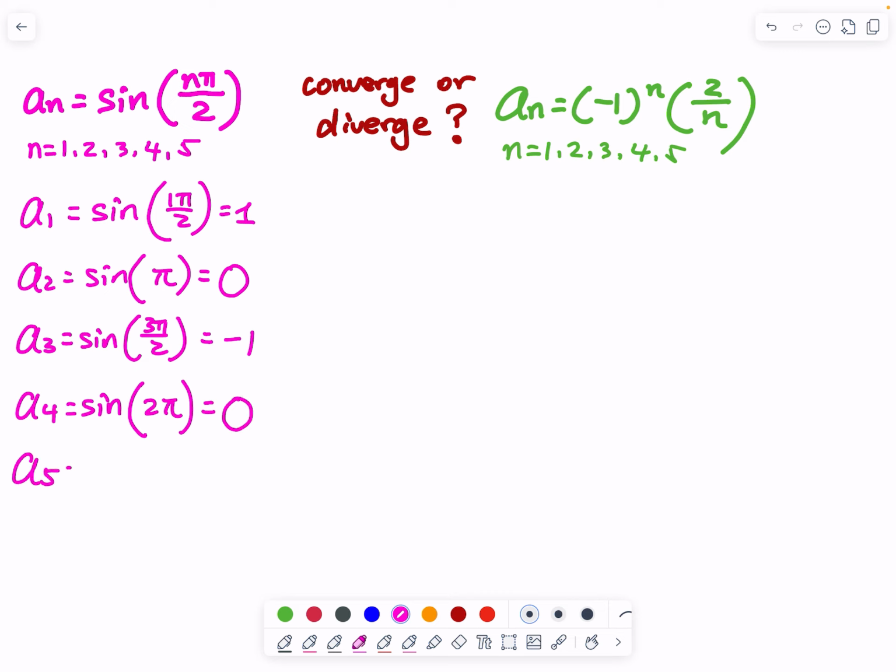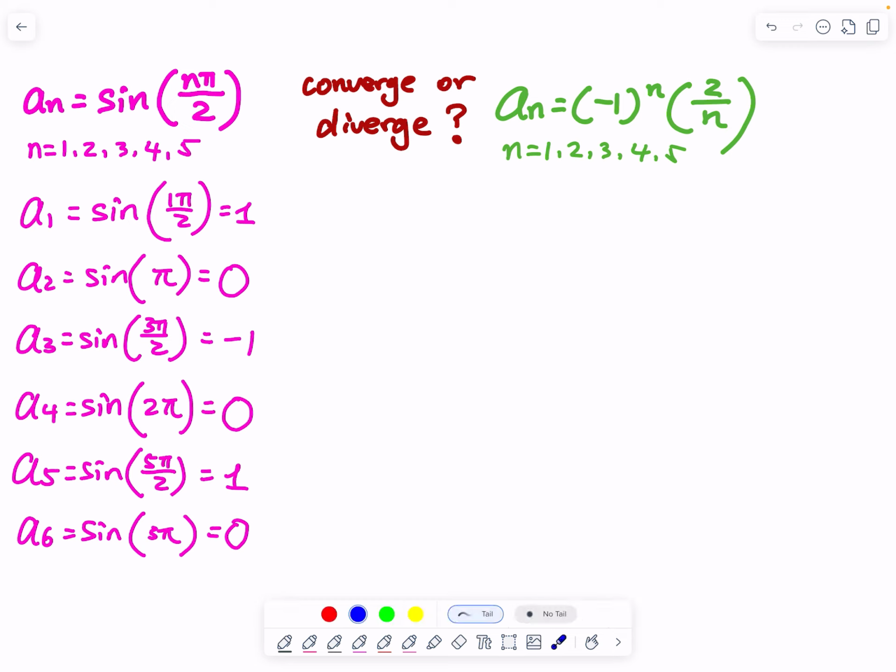And then a5, that is sine of 5 pi over 2. Sine of 5 pi over 2 is equal to 1. And then a6, you can just keep on trying. Sine of 6 pi over 2 is 3 pi. That is back to 0. So you can see that right here.